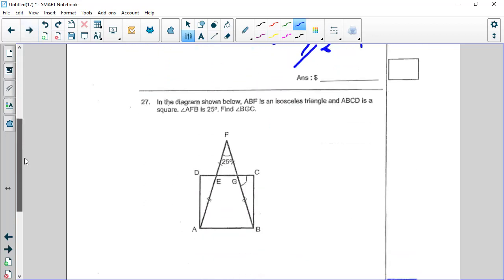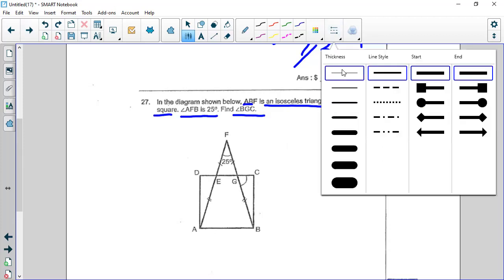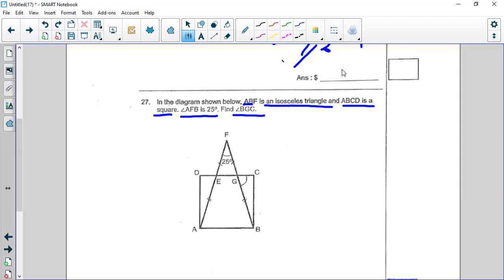Okay, now in the diagram below, ABF is an isosceles triangle, ABCD is a square, AFB is 25 degrees, find BGC. So put the question mark at BGC, which is over here. Okay, how to find? All right, now some of you are stuck. At least if you're stuck, you should be able to find the angles over here. This is an isosceles triangle. So what are the angles at each corner? You take the sum of angles in the isosceles triangle and you minus 25 degrees and you will get 135 degrees.